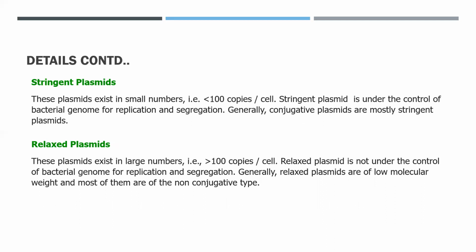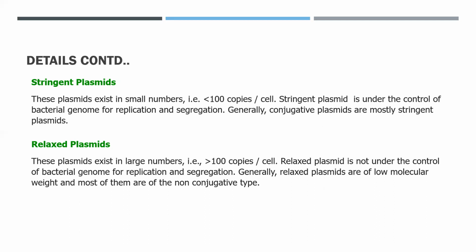Next, stringent plasmid. Stringent plasmids are present in small numbers, less than 100 copies per cell. Stringent plasmid is under the control of the bacterial genome for replication and segregation processes. Mostly stringent plasmids are conjugative plasmids.